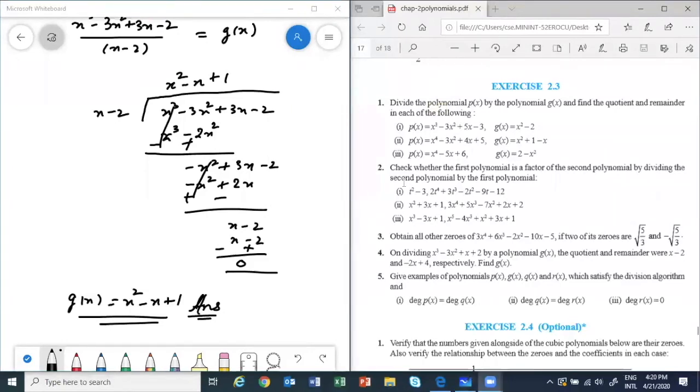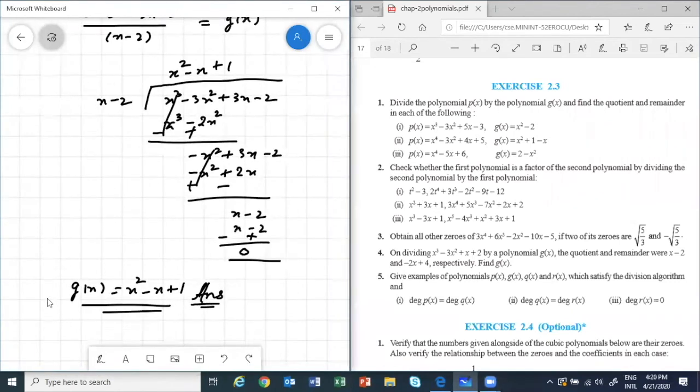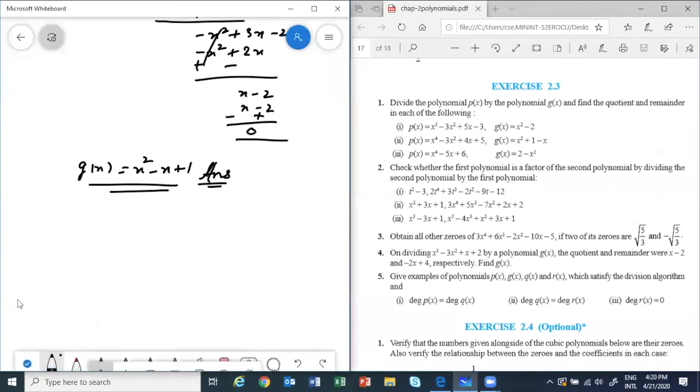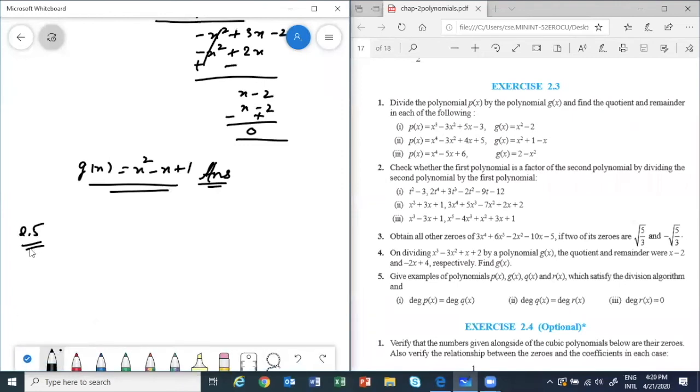Correct. Okay, see the fifth question. Give an example of polynomials p(x), q(x), g(x) which satisfy the division algorithm. Now see, this is a very vague question. I don't think they will ask you anything like this. These we can see from our exercise only. We have done all the questions. We'll give those examples only. This is not at all an important question, but okay. Anyway, I'll give you some examples.